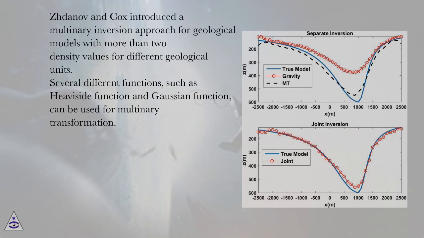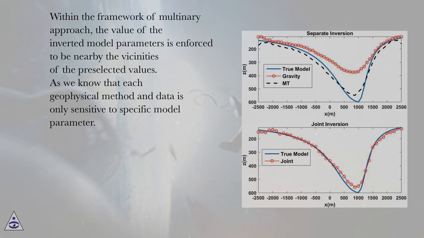Zhdanov and Cox introduced a multinary inversion approach for geological models with more than two density values for different geological units. Several different functions, such as Heaviside function and Gaussian function, can be used for multinary transformation. Within the framework of the multinary approach, the value of the inverted model parameters is enforced to be nearby the vicinities of the preselected values.